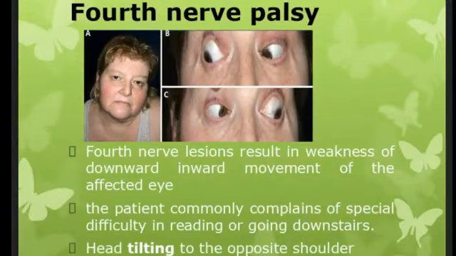Fourth nerve palsy results in extorsion and weakness of downward and inward movement of the affected eye, most marked when the eye is turned inward. So the patient commonly complains of special difficulty in reading or going downstairs. Head tilting to the opposite shoulder is especially characteristic of fourth nerve lesion. This is a characteristic maneuver called the Bielschowsky maneuver. This maneuver causes a compensatory intorsion of the unaffected eye and ameliorates the double vision.